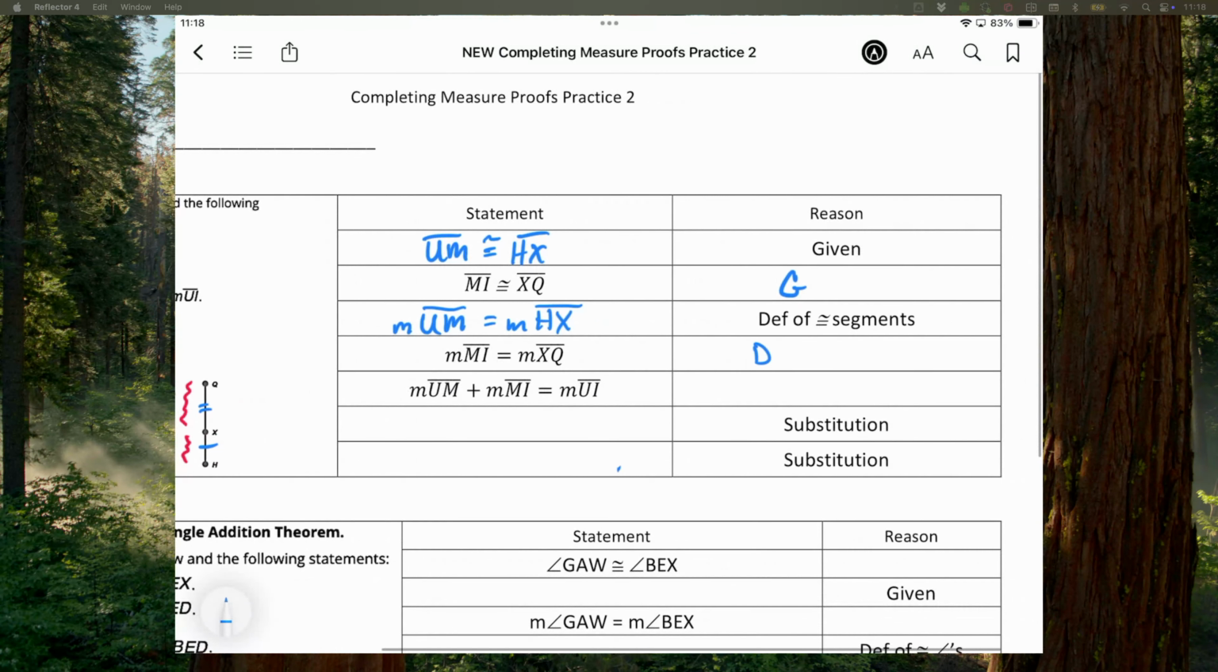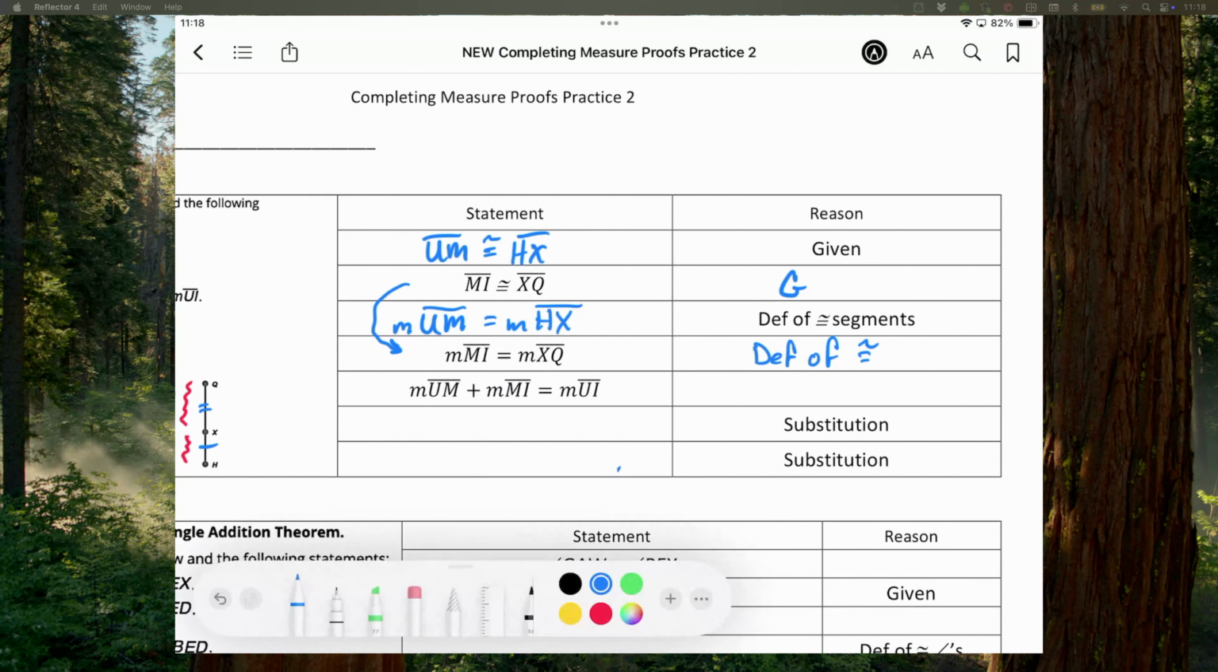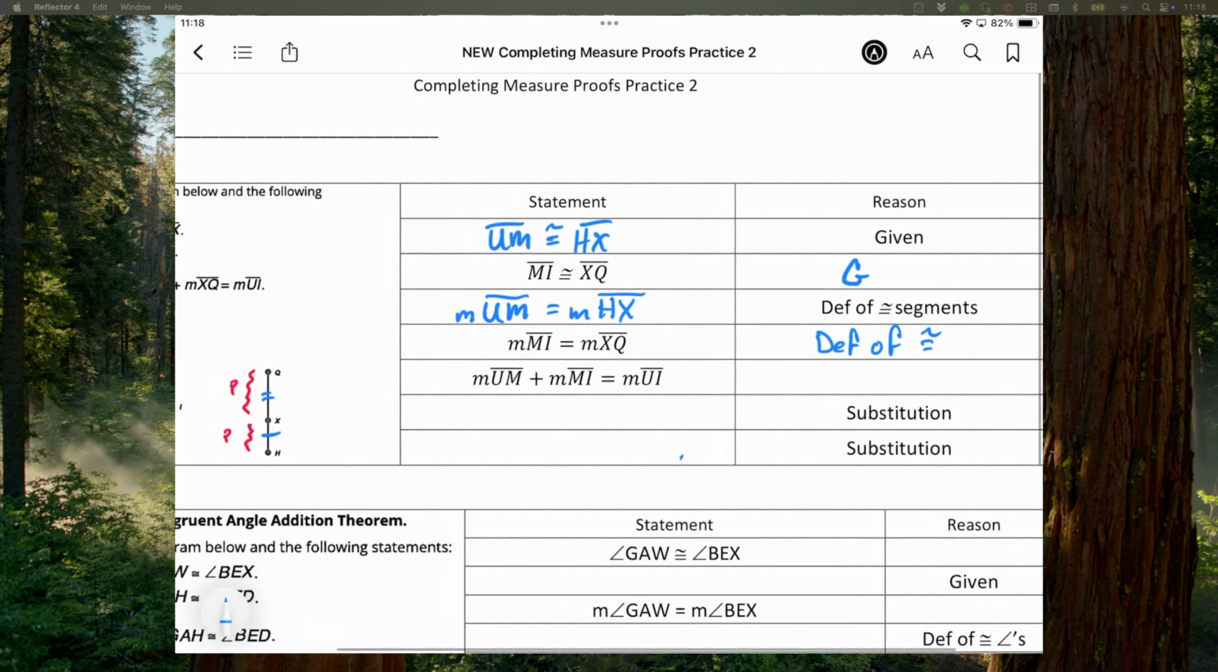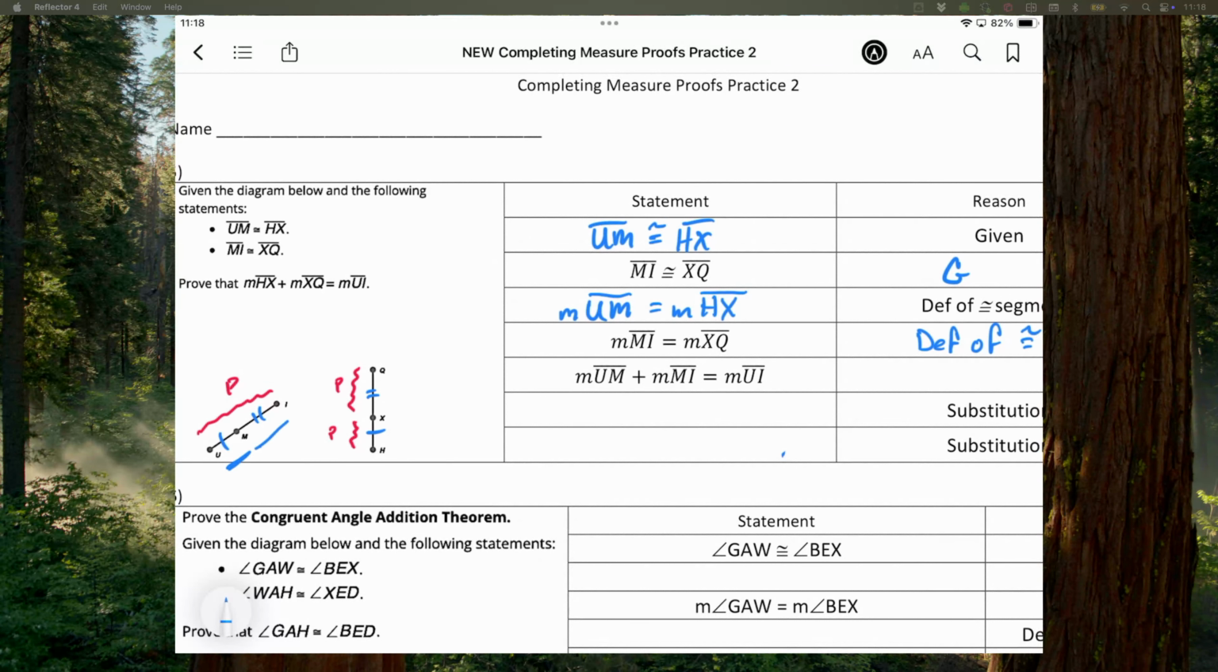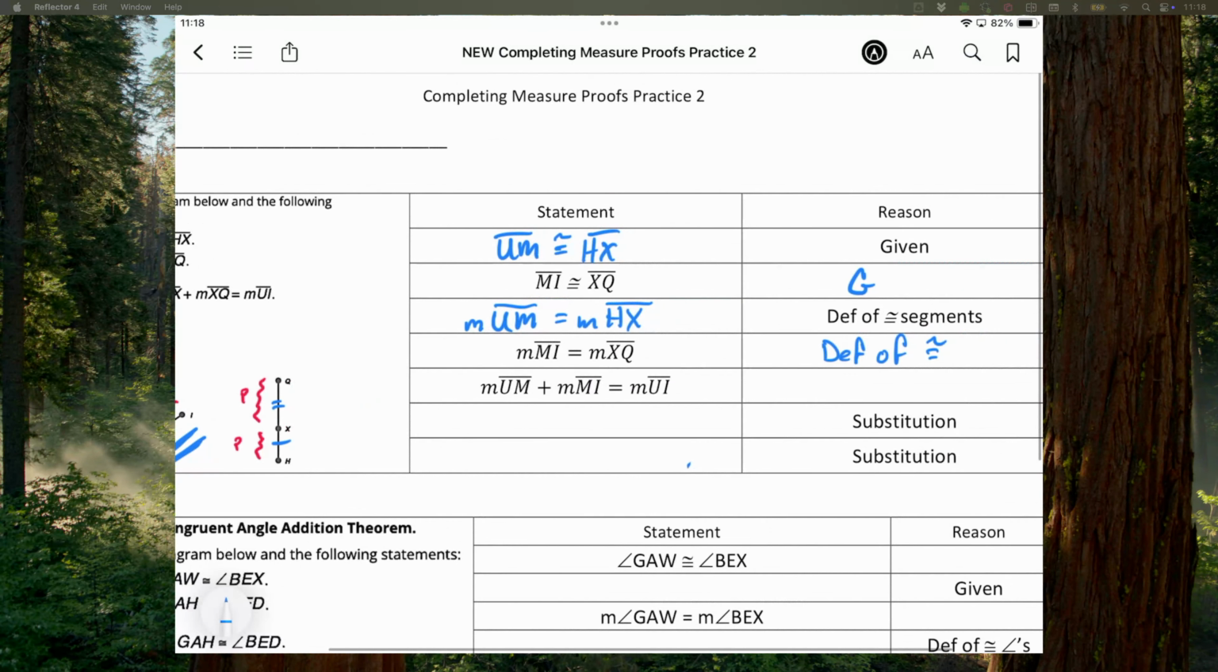This is also definition of congruent because we went from this statement to this statement saying that they are congruent, so the measures are equal. Anytime we do that, that is definition of congruent. Next, we are adding up UM and MI to make UI, the entire line segment. That is segment addition.